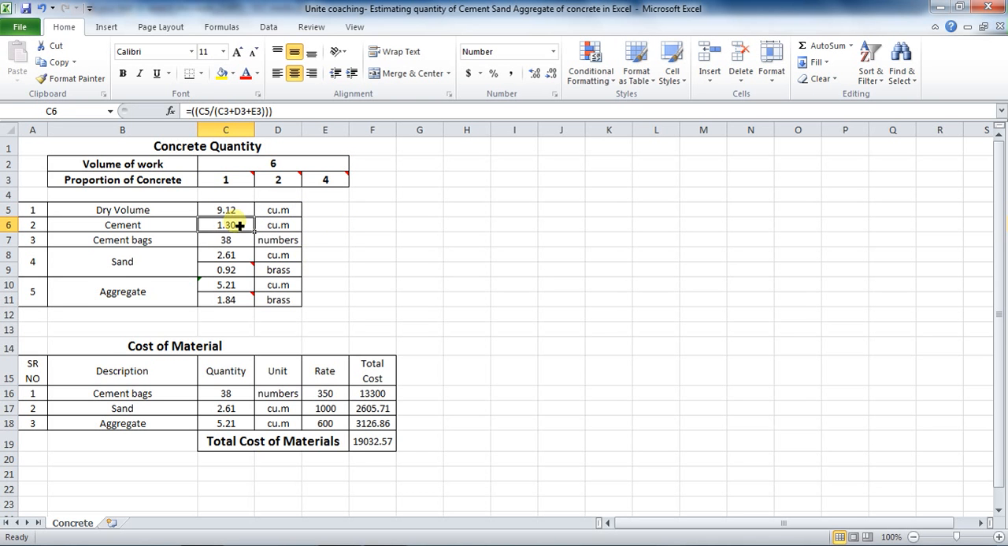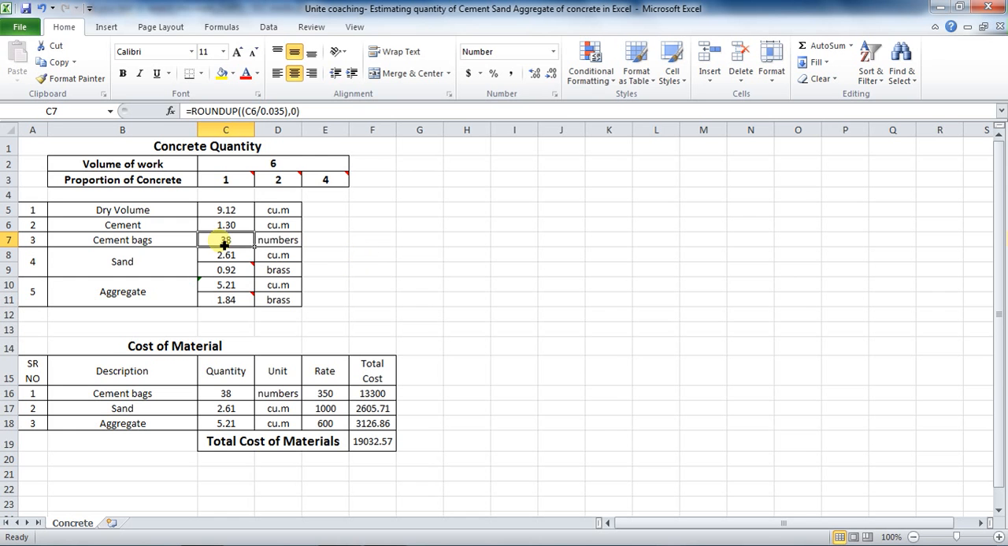Similarly, for calculation of quantity of cement required, the formula is dry volume divided by the sum of proportion. That is, this 9.12 divided by 1 plus 2 plus 4. To calculate it in Excel, put the formula as equal to cell C5 divided by bracket start cell C3 plus D3 plus E3, which comes to be 1.30 cubic meter.